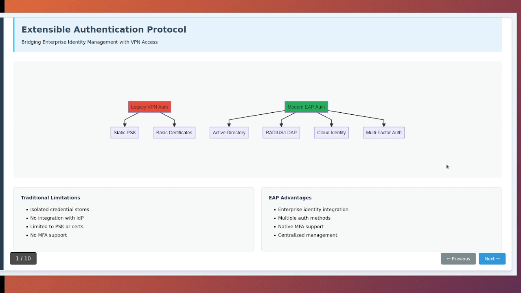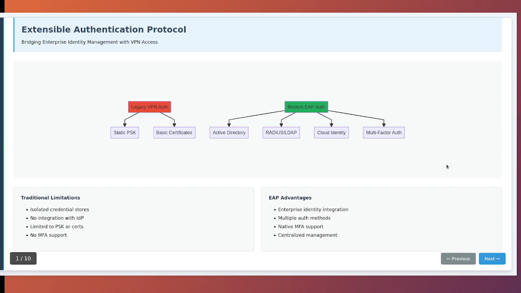Unlike traditional pre-shared keys or basic certificate authentication, EAP opens the door to sophisticated authentication methods that integrate seamlessly with your existing security infrastructure. Think about it. Most organizations already have Active Directory, RADIUS servers, LDAP directories, or cloud identity providers. Why should your VPN authentication exist in a silo? With EAP, it does not have to. You can leverage your existing identity management systems, enforce the same security policies, and provide a seamless user experience.